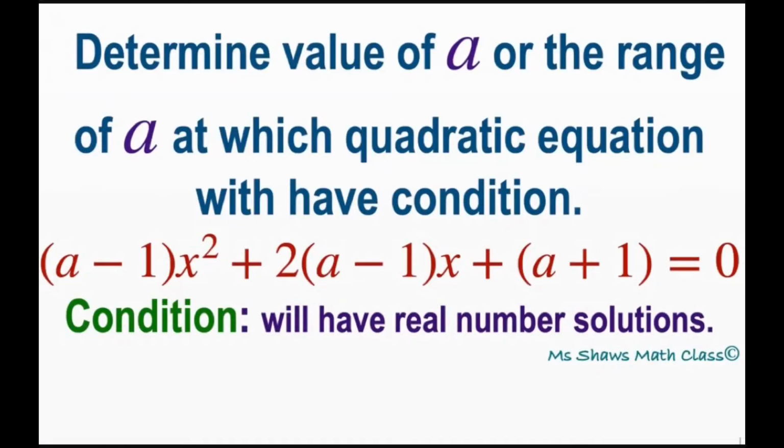Everyone. We're going to determine the value of a, or the range of a, at which our quadratic equation will have the condition with real number solutions. And this is our quadratic equation. We're going to use the discriminant, and for us to have real number solutions here, that means we're either going to have two intersection points or one intersection point.